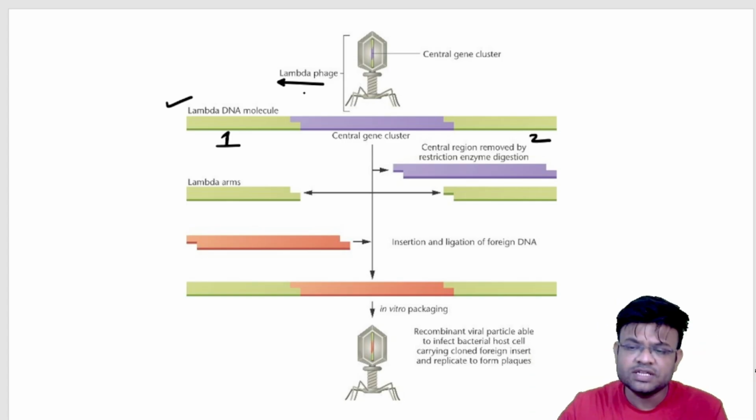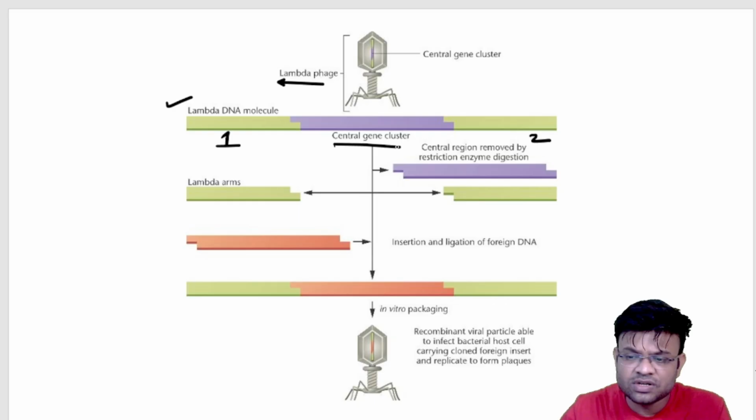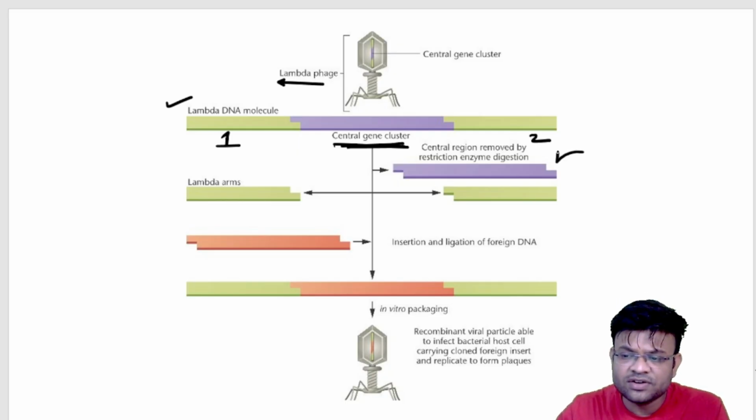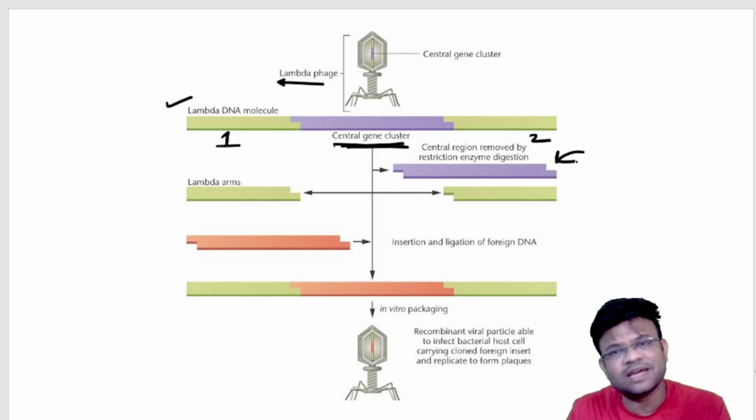And in between these two, the central gene cluster or the central region is present. I've already told you that the central region is responsible for the lysogenic cycle. What is being done over here? The central region has been removed by enzyme digestion.